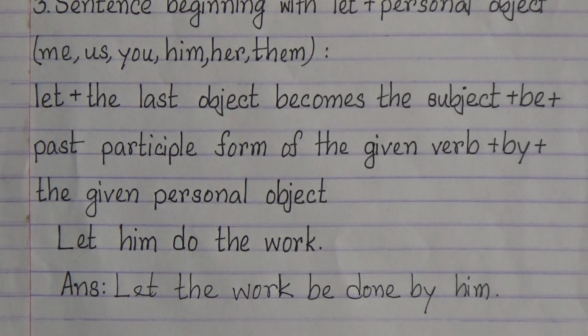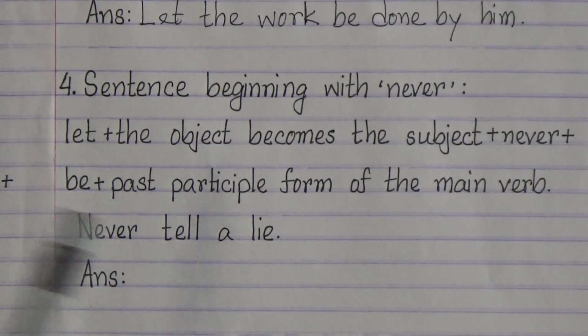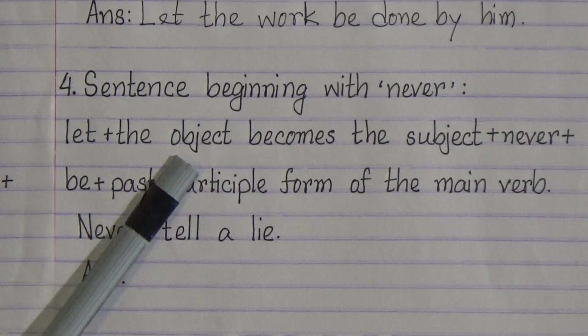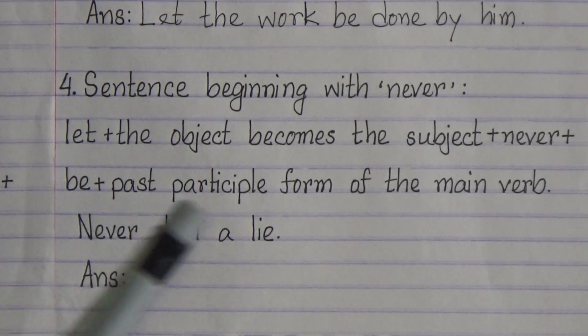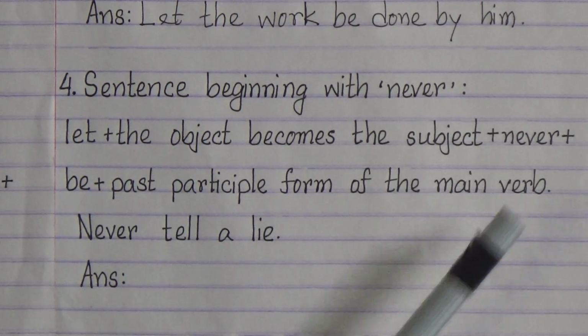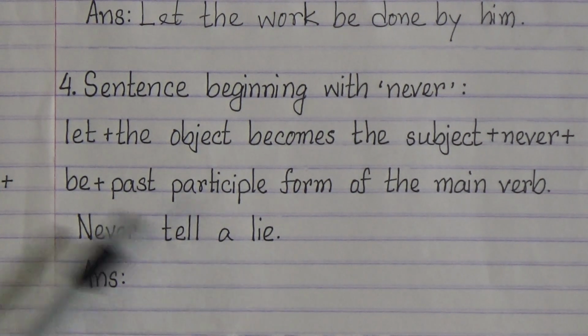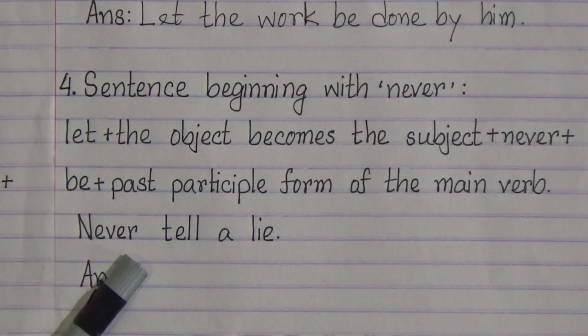Sentence beginning with never. So if the imperative sentence begins with never, we will write let at first. Let the object, then the object becomes the subject, then you will write never plus be plus the past participle form of the main verb. Very easy. Okay, now look at this example. Never tell a lie. This imperative sentence starts with never.